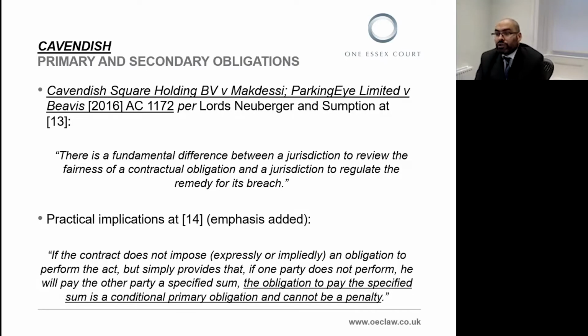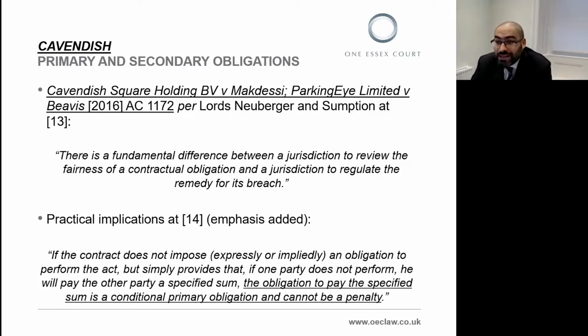So Lords Neuberger and Sumption drew a distinction between primary and secondary obligations and held that only secondary obligations were capable of being construed as penalties. And they stressed that this was not a novel proposition and had always been the basis of the rule against penalties, despite some confusion in the earlier cases. This statement has significant practical implications.